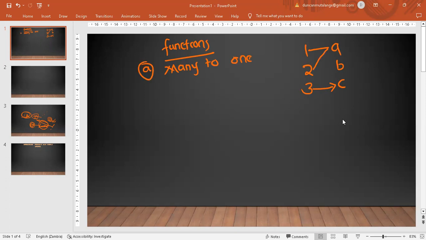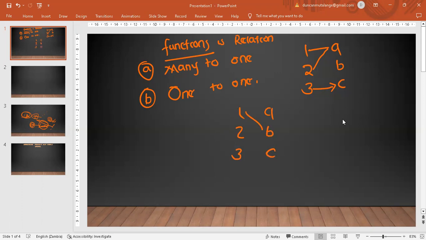Then the last one is a one-to-one. The others don't qualify to be known as a function. So remember that a function is a relation. Okay, it's a special type of relation. So this one is one-to-one, which is the last thing that I wanted us to look at. So how do you state if it's one-to-one? You know that each one is just going to have, for example, 1, 2, 3, like we stated, let's say it's A, B, and C. Each one is going to have its own output. All right, so that's a one-to-one.